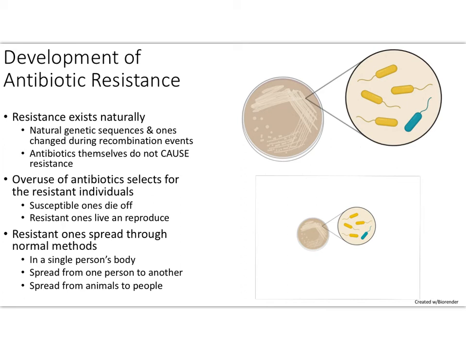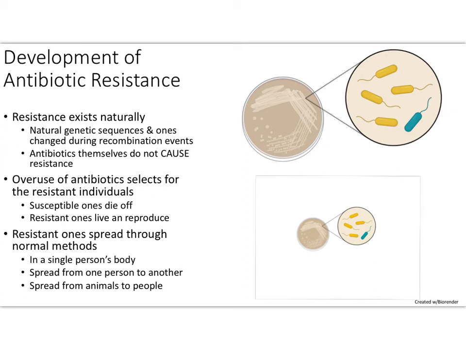Then what ends up happening is the resistant ones spread like they normally do through people's bodies or from person to person, or in some cases from animals to people. And what we end up having is a person or sometimes an animal that is infected with an entire population of bacteria that is resistant to the antibiotic. So I have created an animation for you to help you understand this. I'm going to play it now, and we can go back over it again through email or through office hours if you need to work on that.